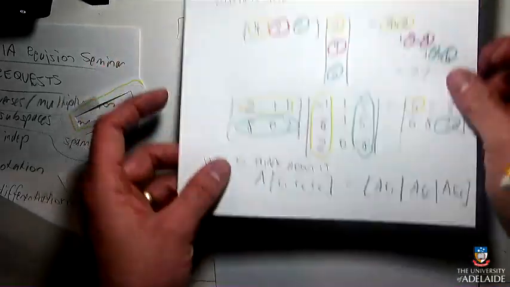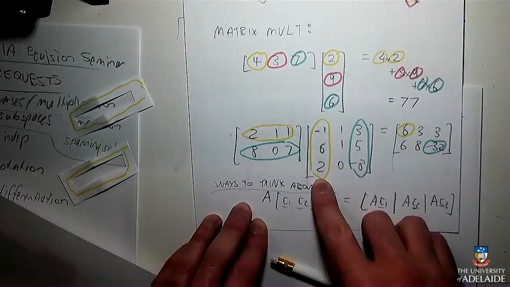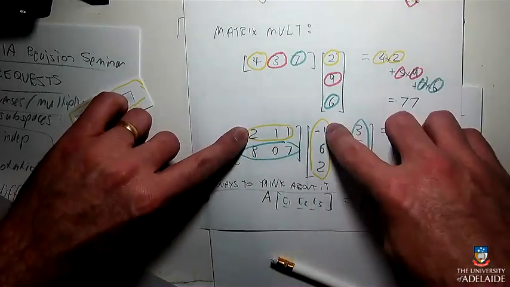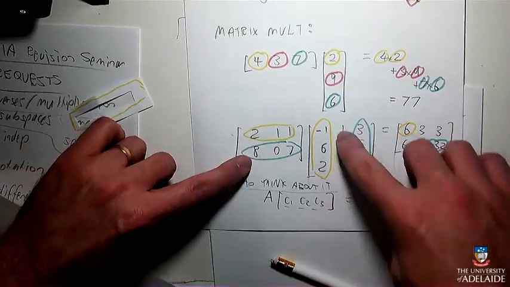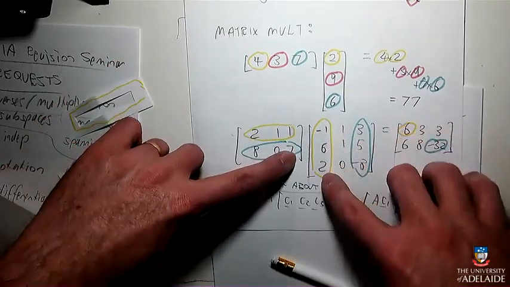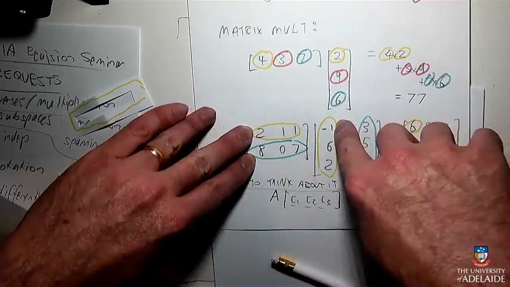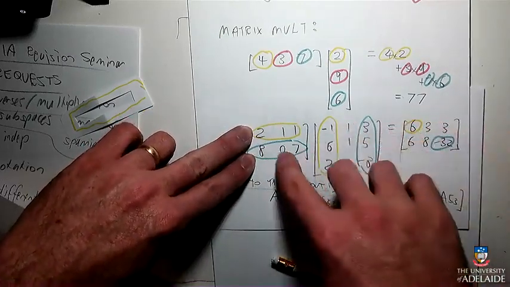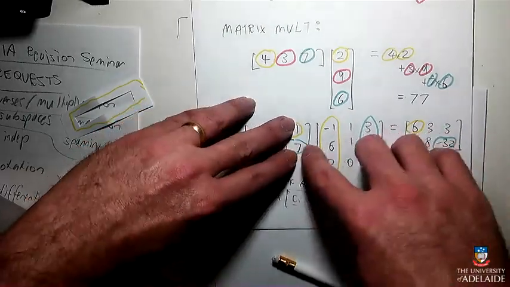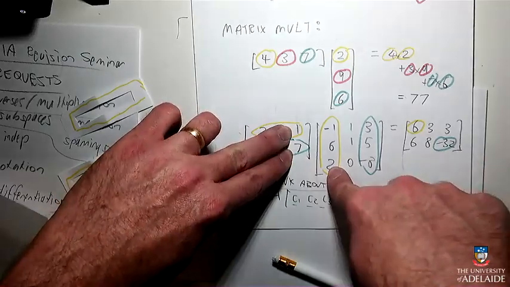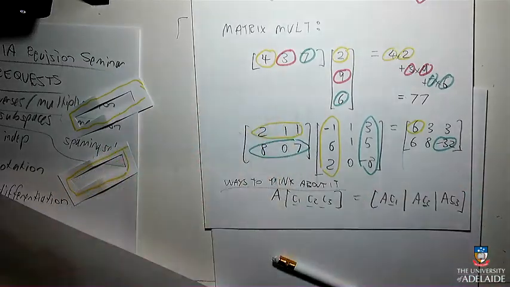Just give me a second. So let's just see what happened when I multiply this matrix by that column. So I end up with 2 times minus 1, 1 times 6, 1 times 2. Right, and this 8 times minus 1, 0 times 6, 7 times 2. So both of these ended up being multiplied by that minus 1. And both of these ended up being multiplied by this 6. And both of these ended up being multiplied by that 2 because of the positions they are in. And we added them together.